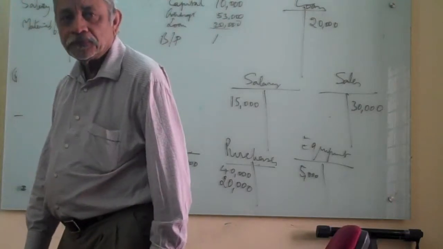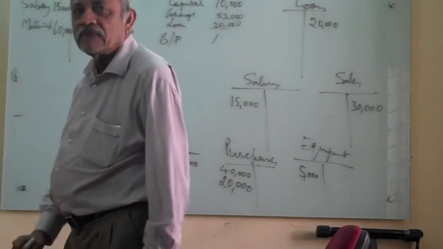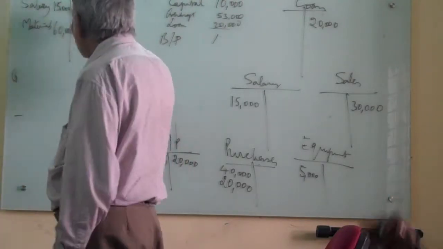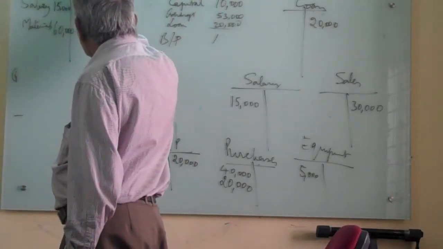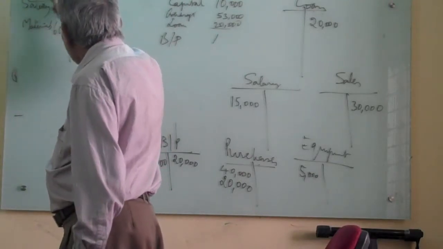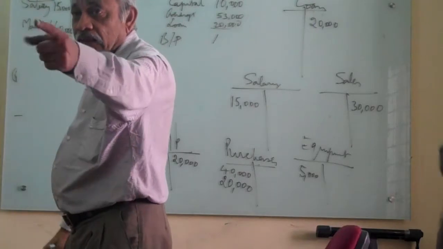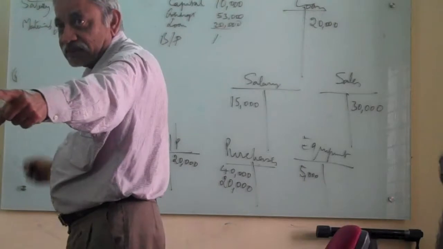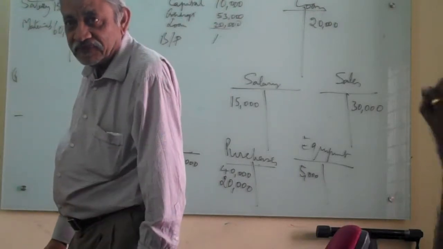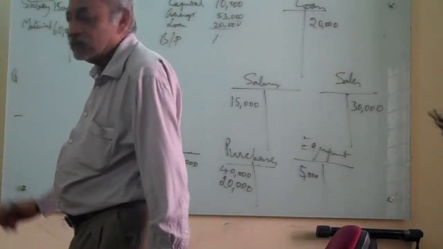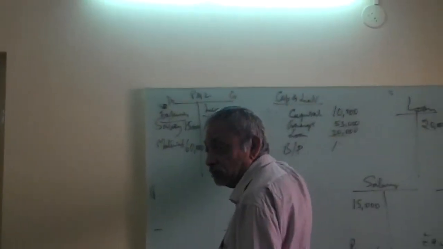Continue. And then sales, 30,000. Where should it come? In the P&L, on the other side, under income. This is under expenses, heading like this, sir. Expenses, income. Under expenses you write like this. Did you get me? So under income you write sales. How much? Sales 30,000.